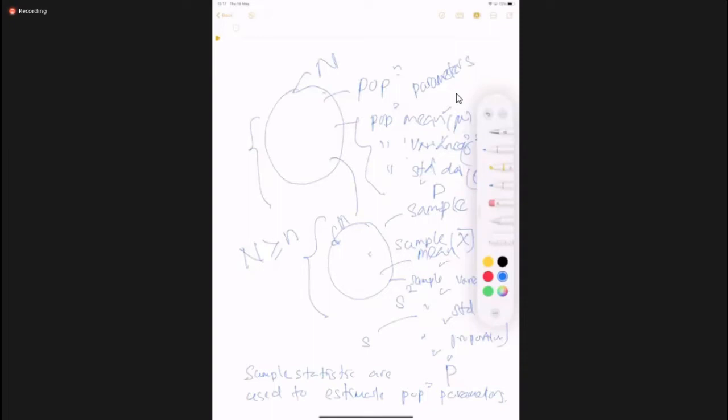Understand? Using the sample statistics such as sample mean, sample variance, sample standard deviation, sample proportion, we are going to estimate population parameters such as population mean, population standard deviation, population variance, population proportion. Is that clear? Now, do you know the difference between a parameter and a statistic?